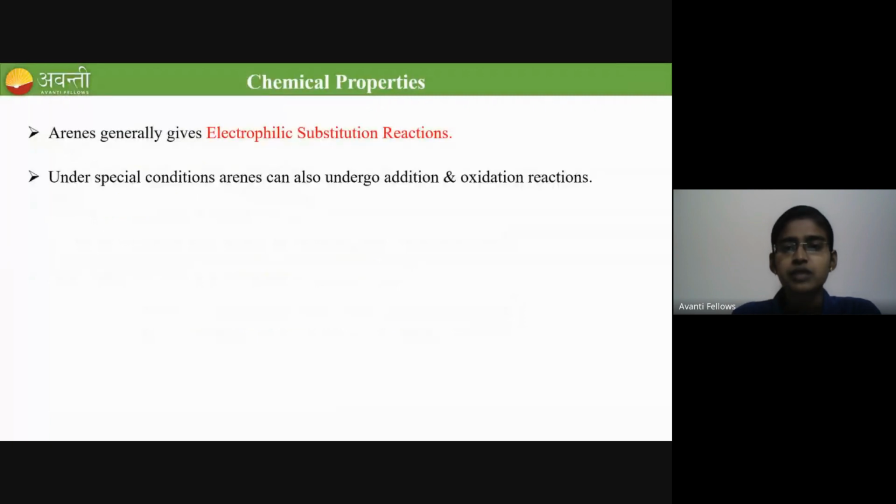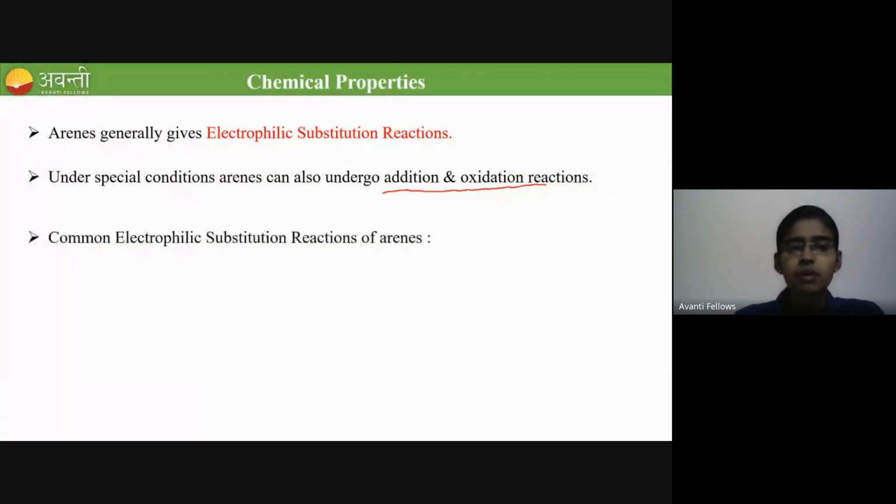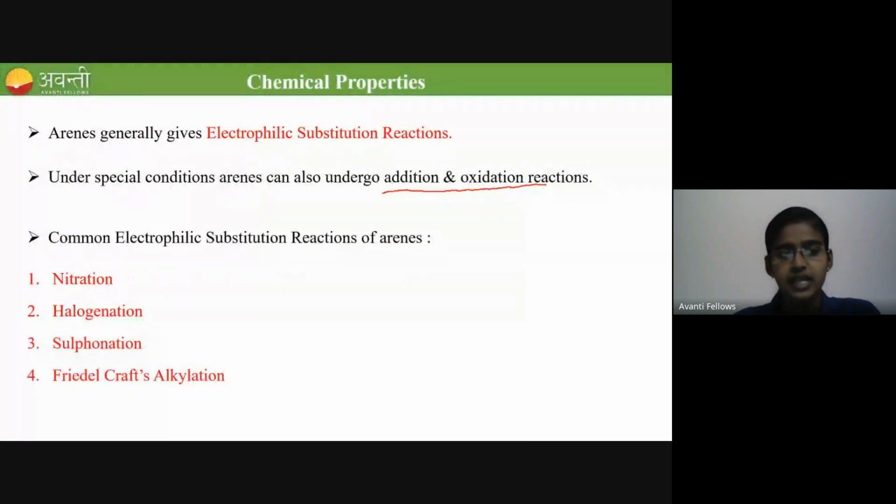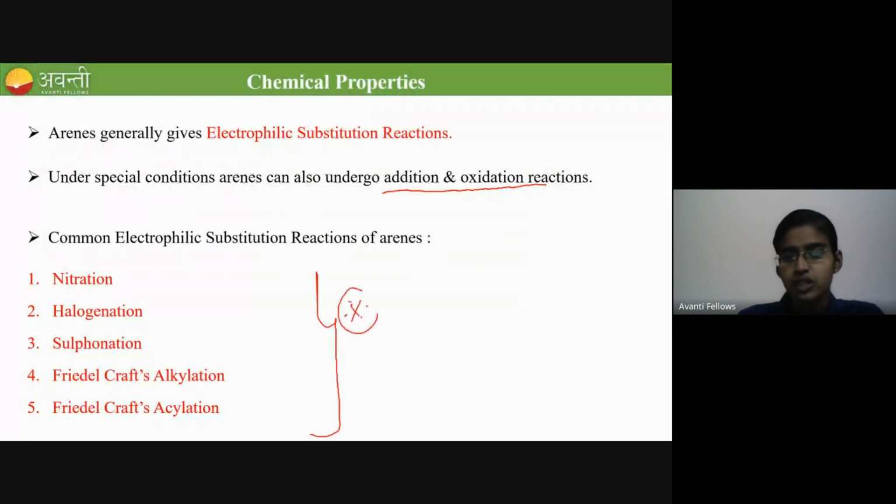Under special conditions, all the arenes can also undergo addition and oxidation reactions. These two types of reactions we will discuss at last in this lesson. Now we will concentrate on the electrophilic substitution reactions. Some of the common electrophilic substitution reactions of arenes are nitration, halogenation, sulfonation, Friedel-Crafts alkylation, and Friedel-Crafts acylation. These five electrophilic substitution reactions are very, very important, and we are going to discuss them here for benzene.